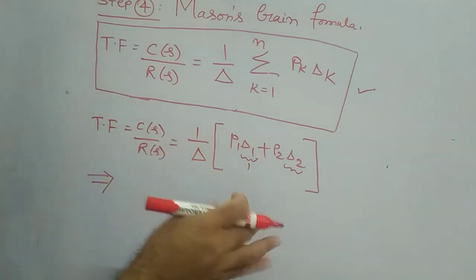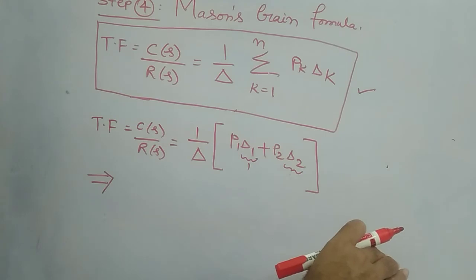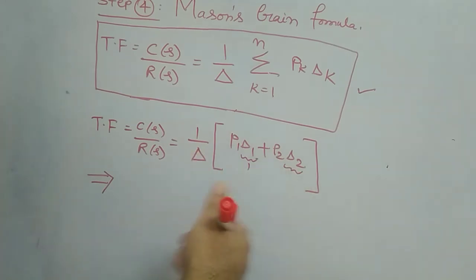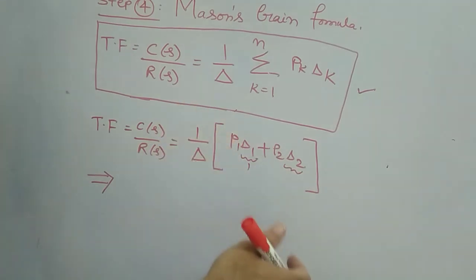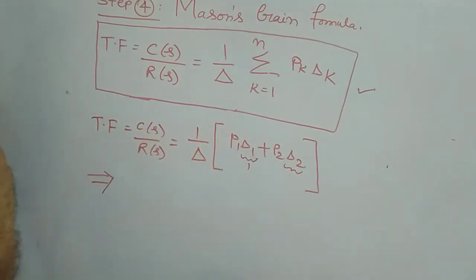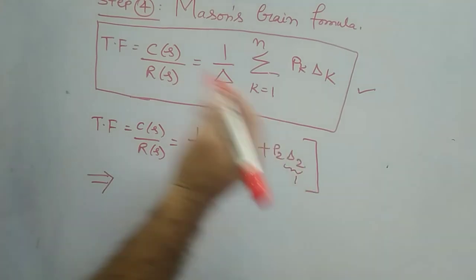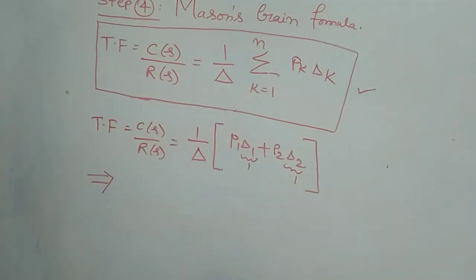But as far as our problem is concerned, if you take the second forward path, what are the loops available? All these 5 loops are touching that path also. If they are touching, there is no doubt at all, consider delta 2 value as 1. That's all.